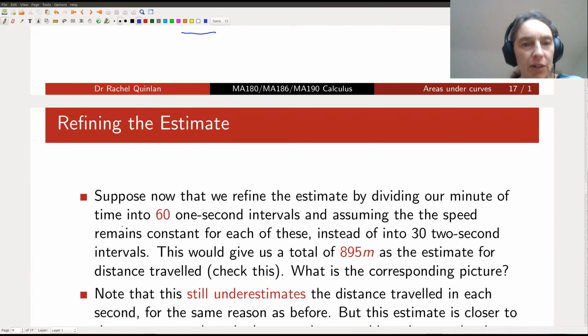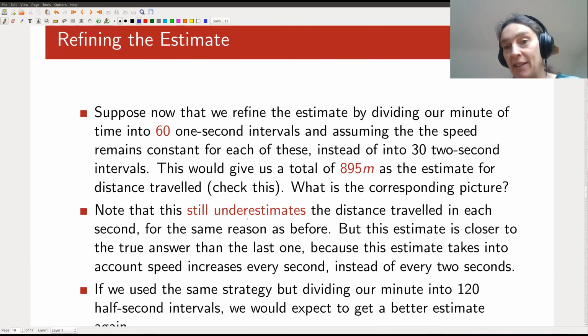Okay, and of course, instead of taking 30 2-second intervals, you could take 60 1-second intervals. Same thing, in that case, the increase in speed from one interval to the next would be 1/6, not 1/3. You'd have 60 intervals instead of 30. And if you did that, you can again check if you want to, that your estimate of the total distance traveled will be 895 meters. It's still an underestimate because it still ignores the acceleration that happens throughout each 1 second interval.